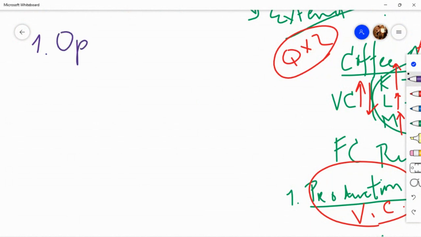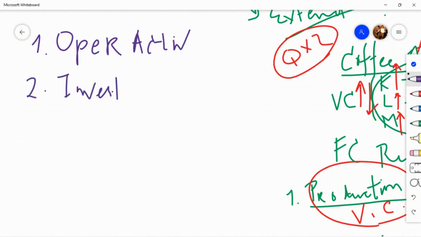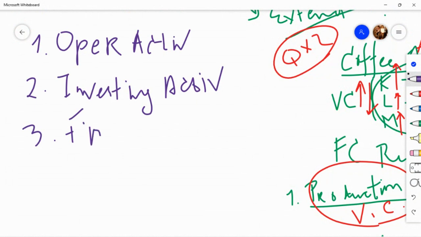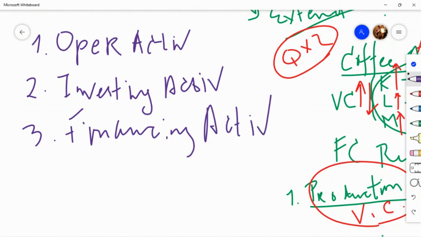One, operating activity. Investing activity. Three, financing activity. And verbally explaining, this is operating activity, this is investing activity, this is financing activity. Yeah, it can be verbally explained, but it's a waste of time.